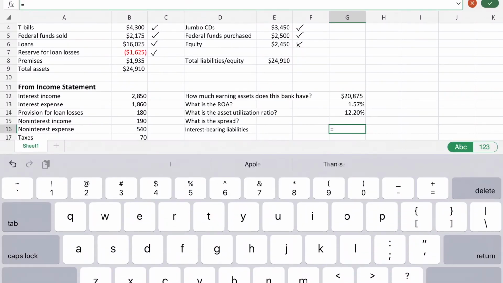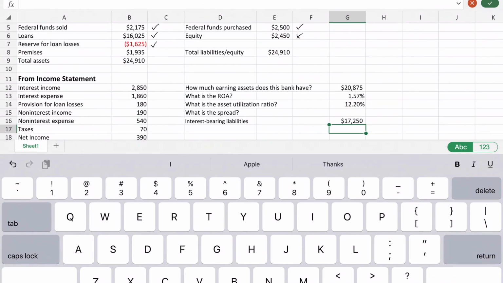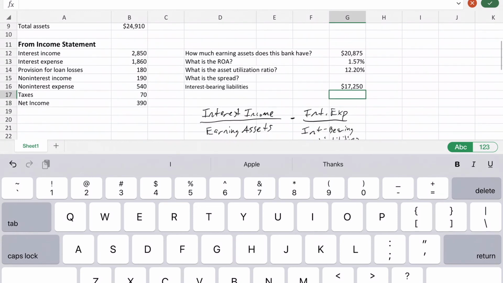So once again, I'm just going to sum these up, and I get a total amount for interest-bearing liabilities that is equal to $17,250.